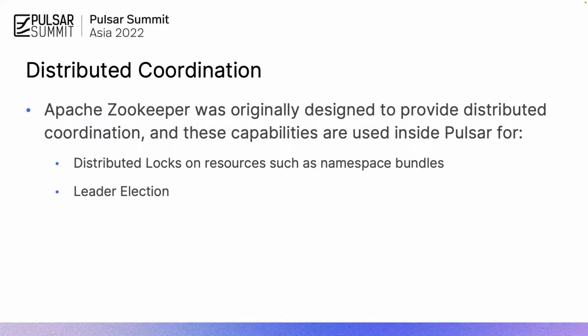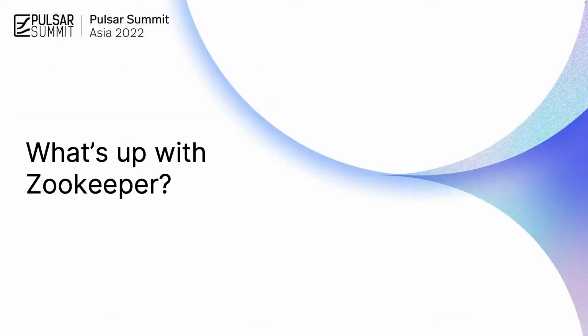Last but not least is the distributed coordination metadata, which is used to maintain locks on various resources within the Pulsar distributed system. Things like which broker is assigned to the current namespace bundle, leader election around the ZooKeeper itself, as well as BookKeeper coordination and metadata, syncing and auto recovery metadata as well.